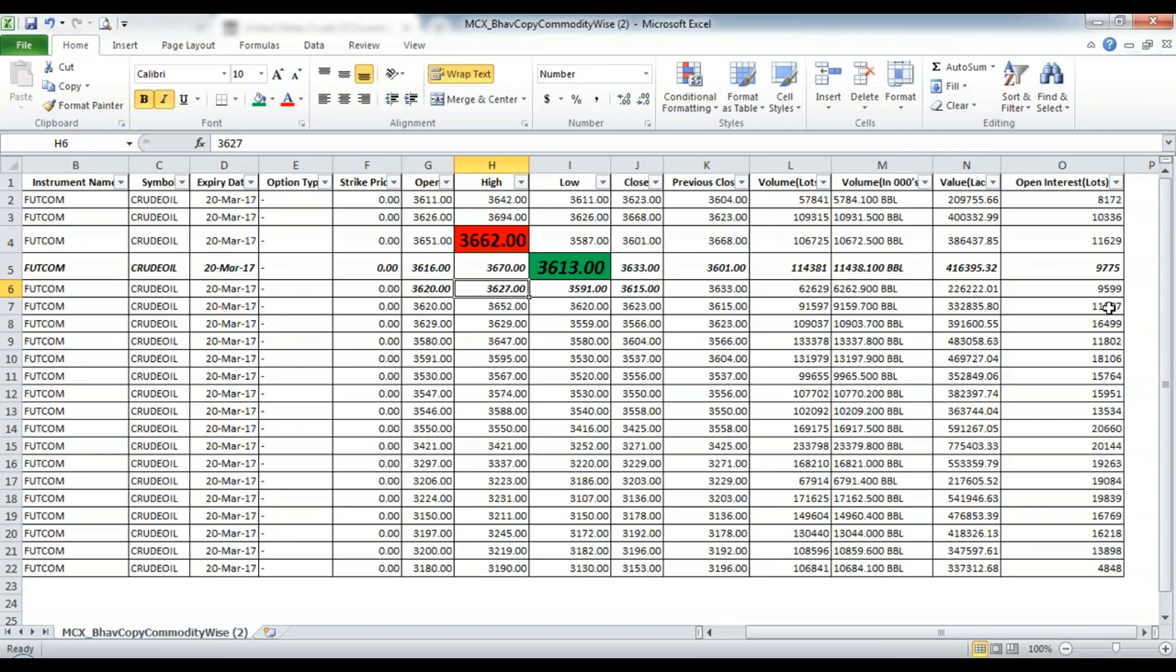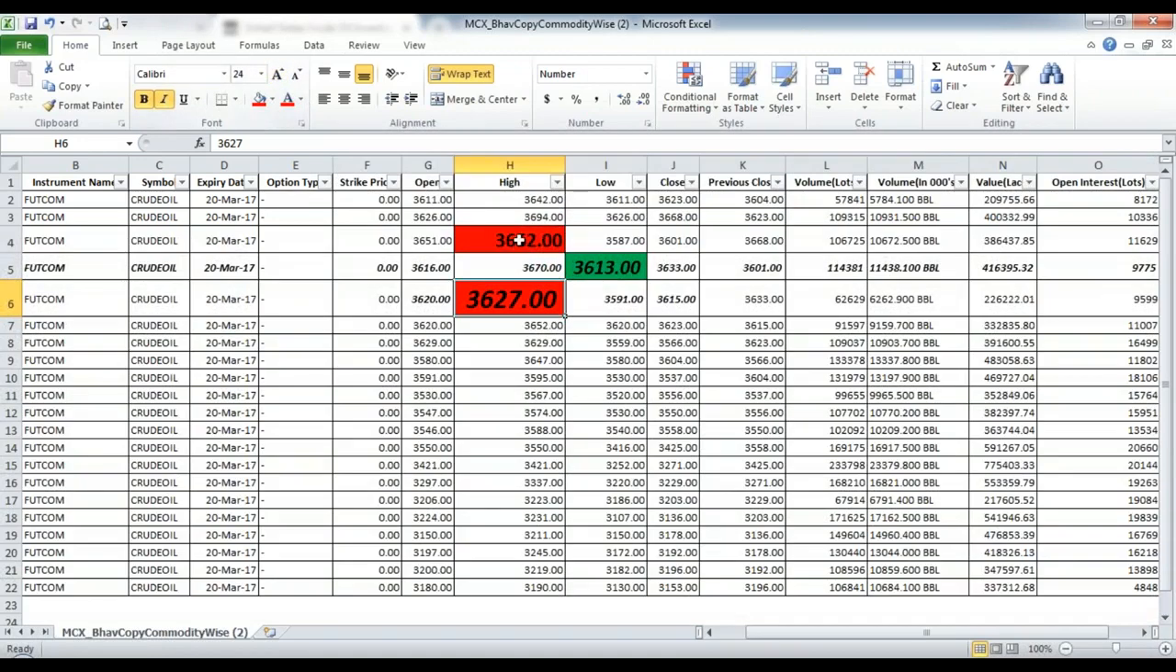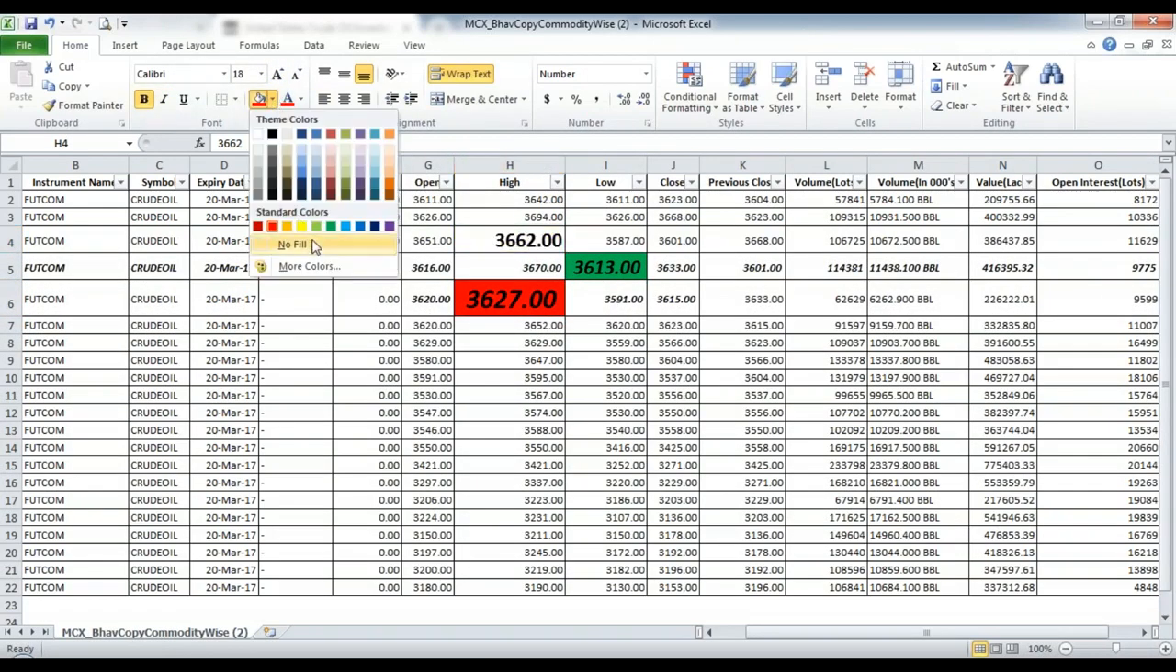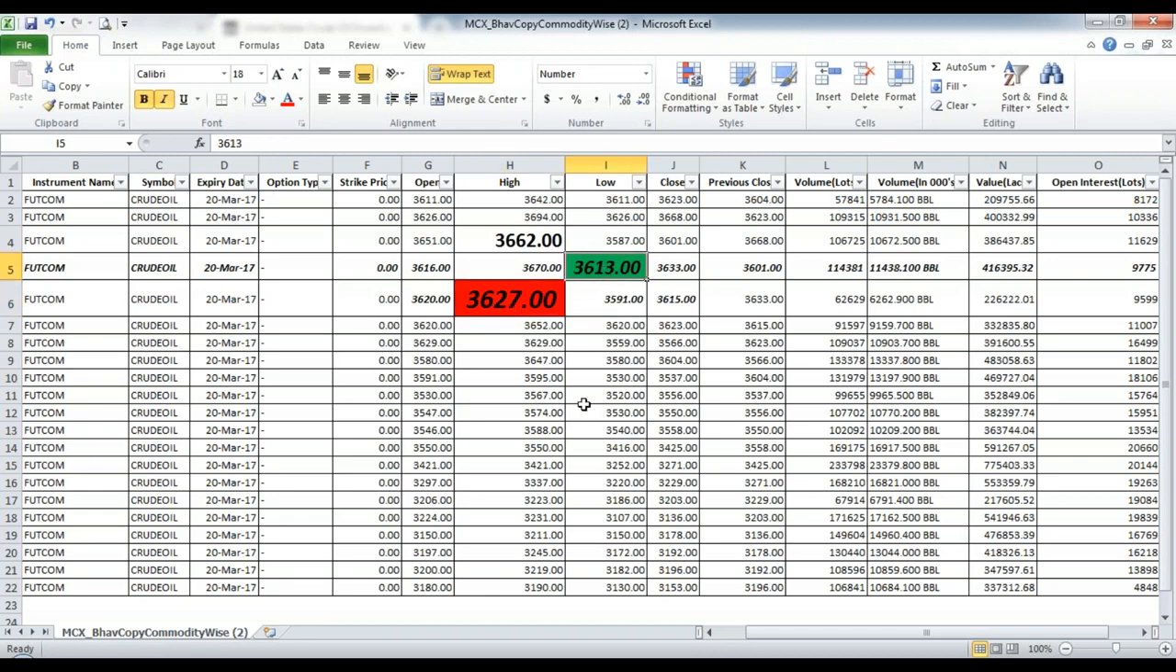And on this day, is there more selling? Yes, sir. Can I now mark this as a resistance? Yes, sir. Okay, 3627. I'm removing this color so that we are not confused. So this is the resistance 3627 and this is the support it seems to be, right?